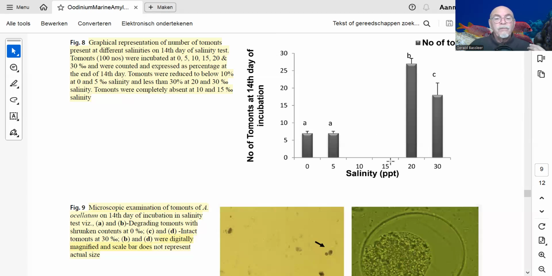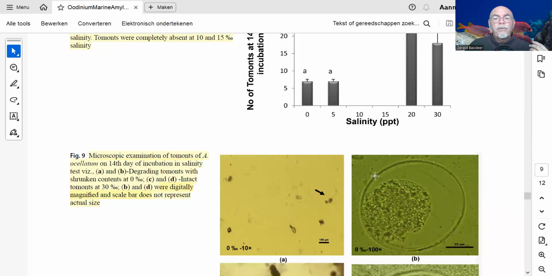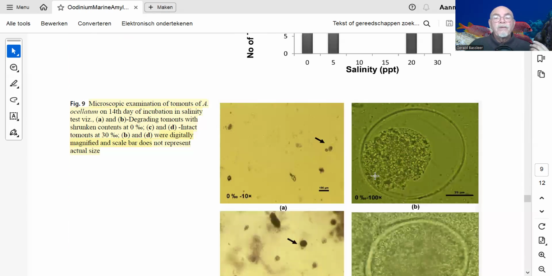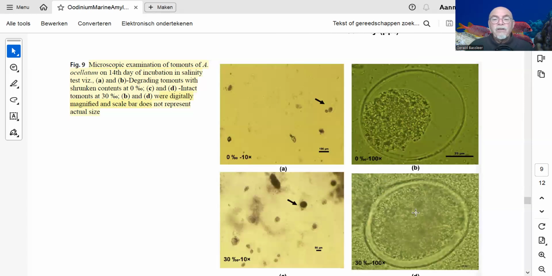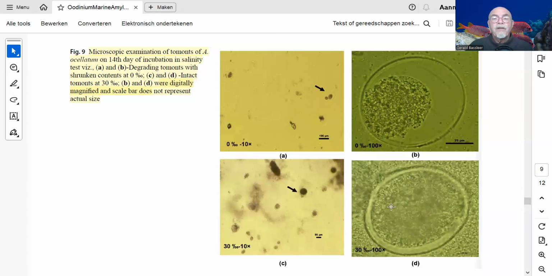velvet disease. Here in the microscope, you could see that A and B, the tomonts were degraded, and here at the salinity at 0%, they were degraded, they were damaged, they were still there. And at higher salinity, they were still perfect. That's what the microscope revealed about this salinity test.